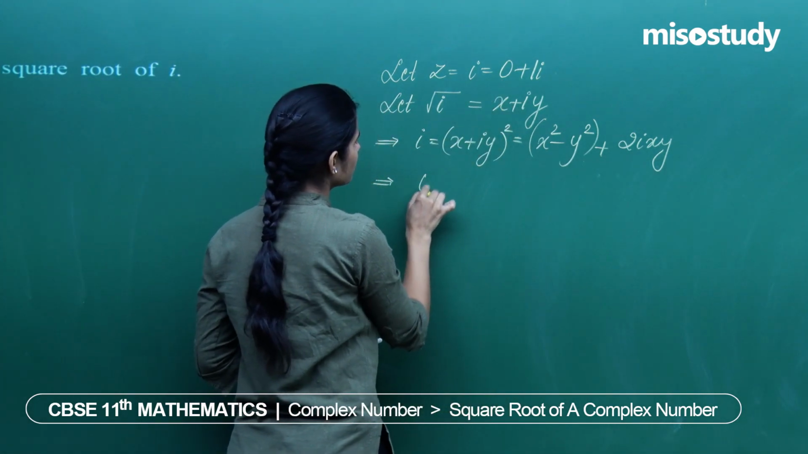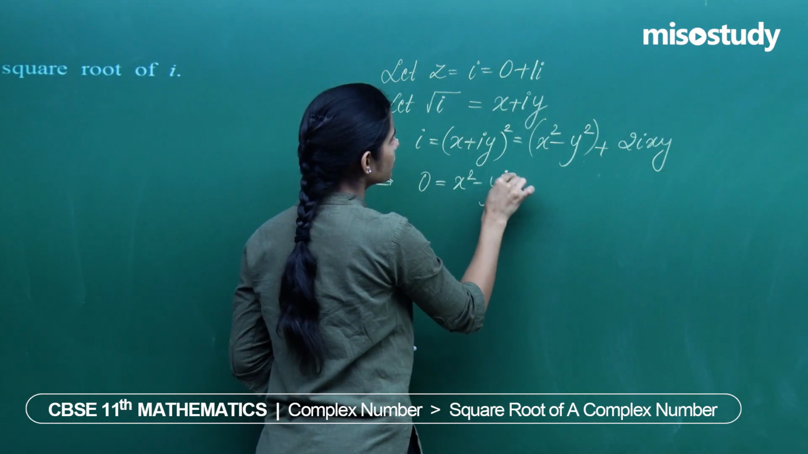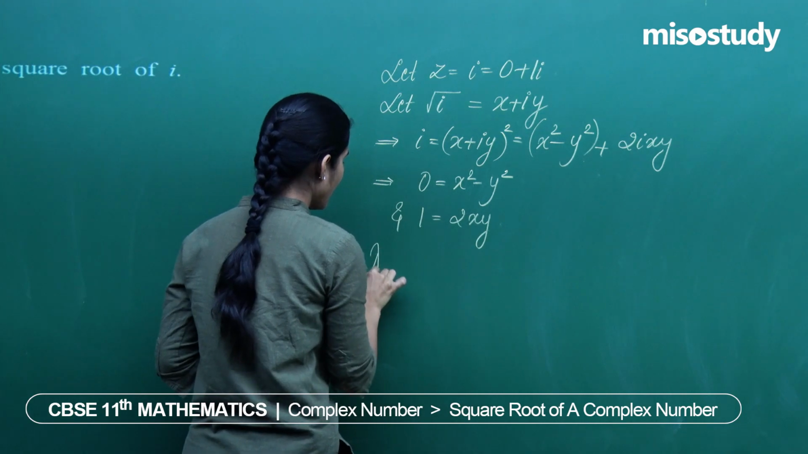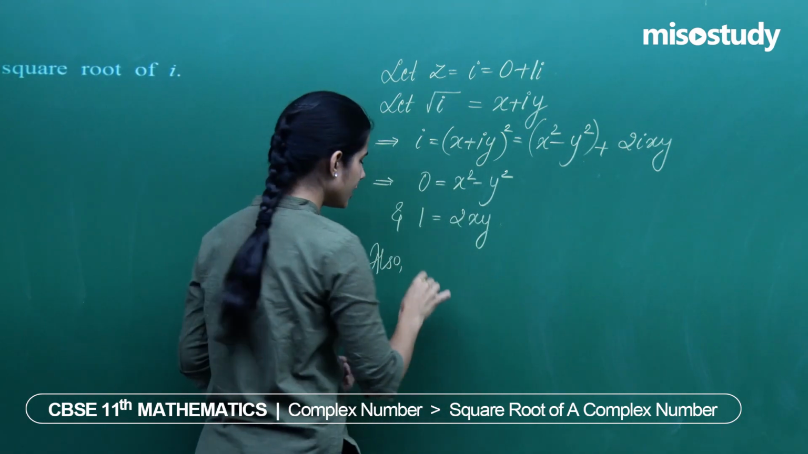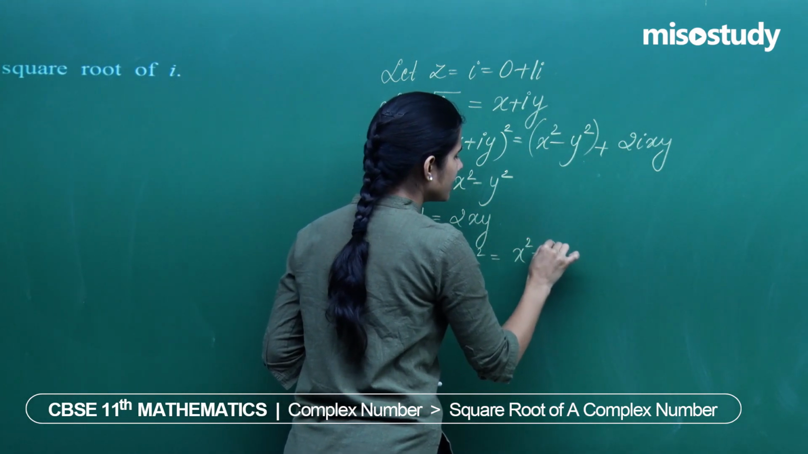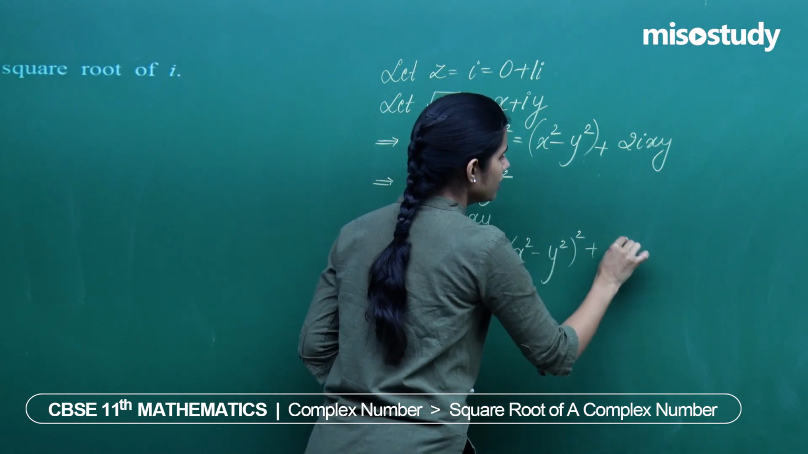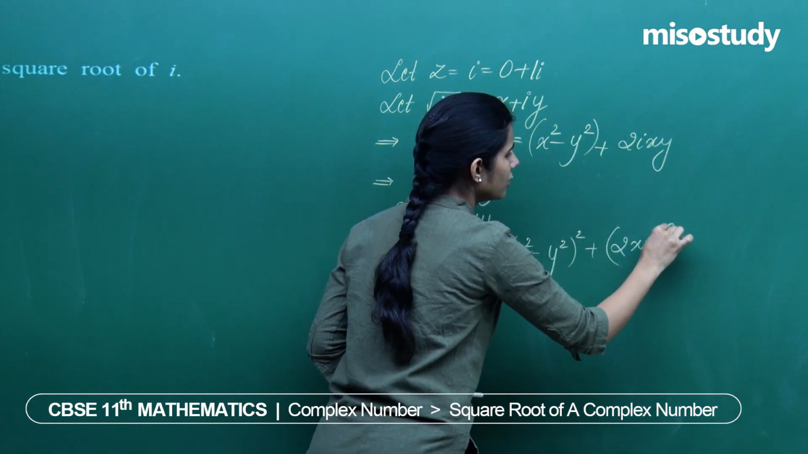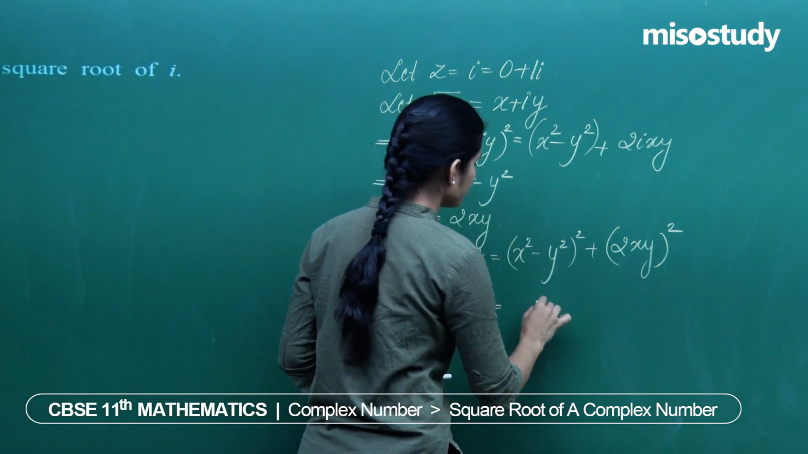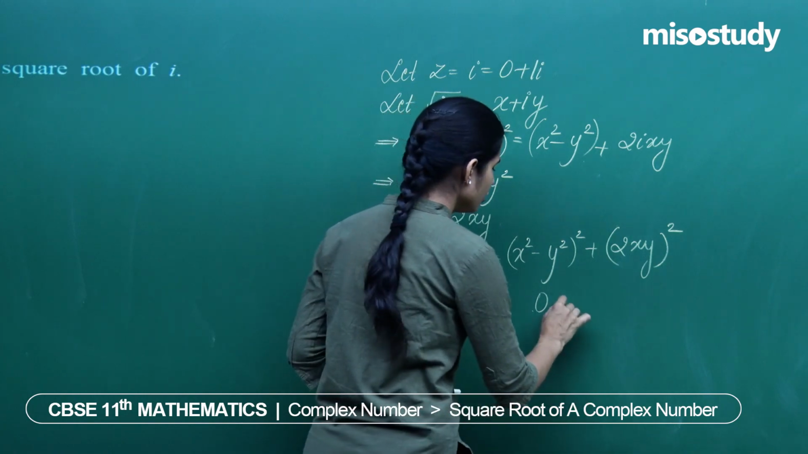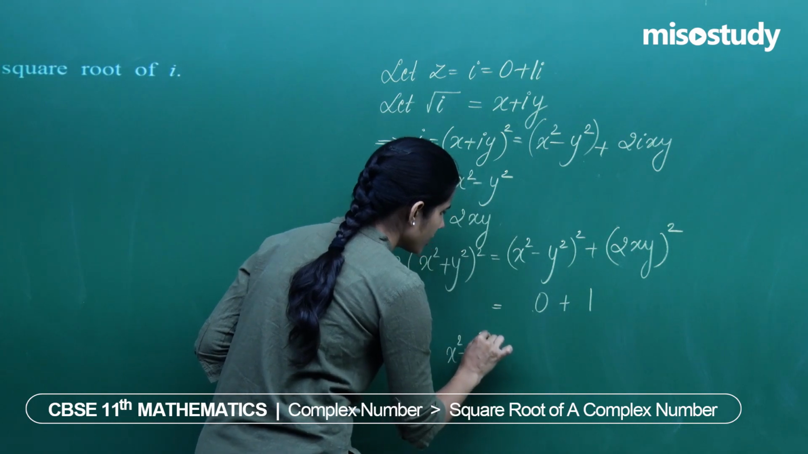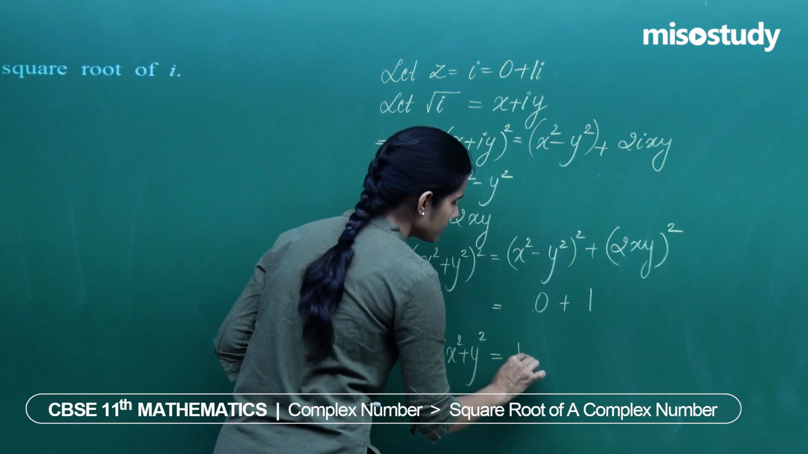Real part of iota is 0. So 0 is equal to x square minus y square, and 1 is equal to 2xy. After this, what was the step? We always assumed one thing, that x square plus y square whole square, if you simplify, you get x square minus y square whole square plus 2xy whole square. Simply x square minus y square whole square, that means 0 whole square, which is 0. 2xy is 1, 1 whole square is 1. You are getting x square plus y square whole square is 1. That means x square plus y square is 1 only.